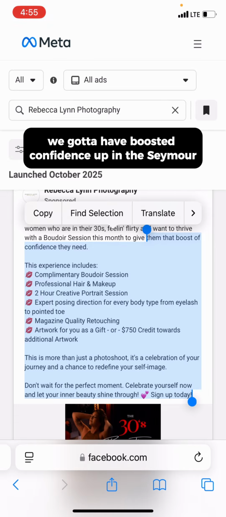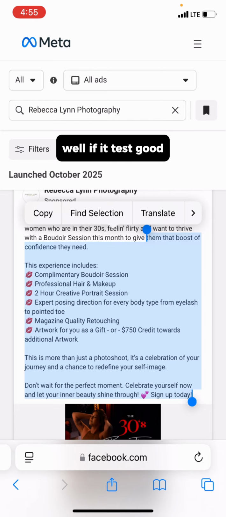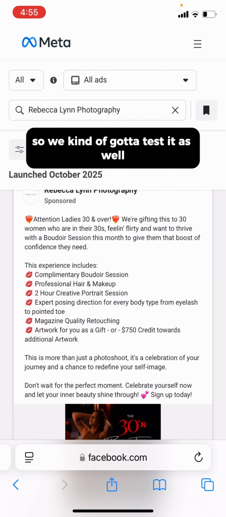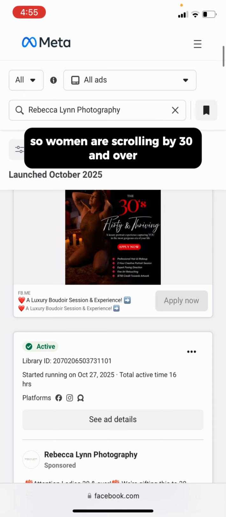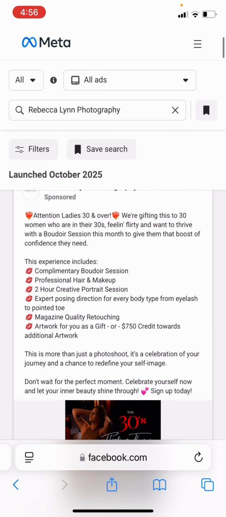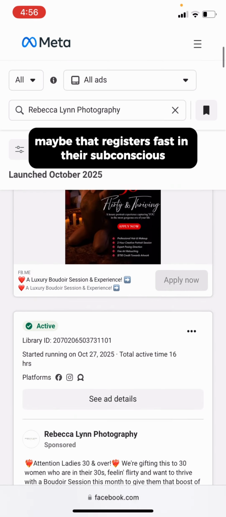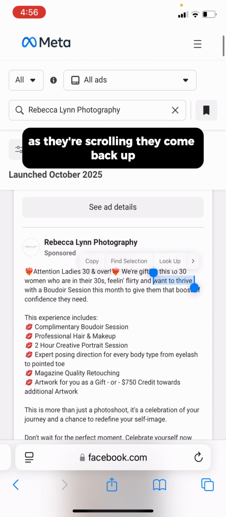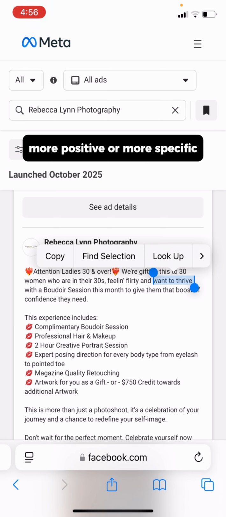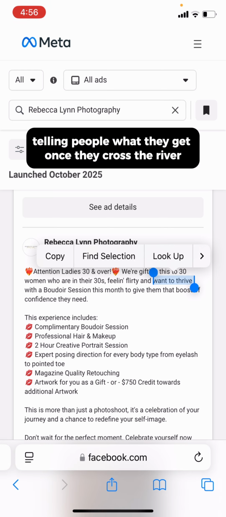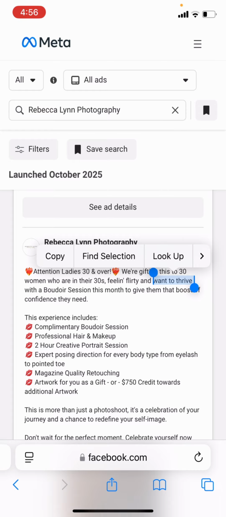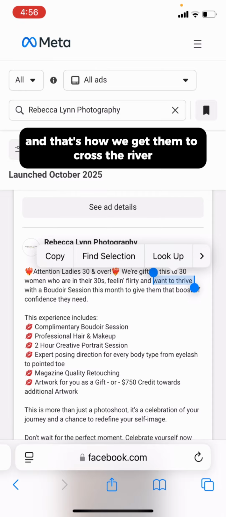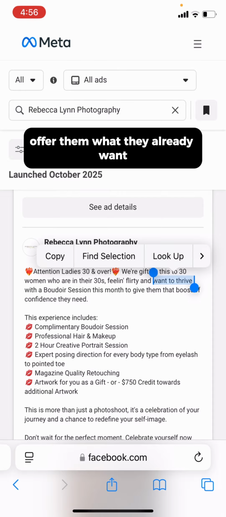We got to have boosted confidence up in the See More. Well, if it tests good. So we kind of got to test it as well. So yeah, we got a positive, good. So women are scrolling by, 30 and over, want to thrive, maybe. That registers fast in their subconscious as they're scrolling, they come back up. So good, more positive or more specific, telling people what they get once they cross the river. Well, it's what people want, and that's how we get them to cross the river. We offer them what they already want.